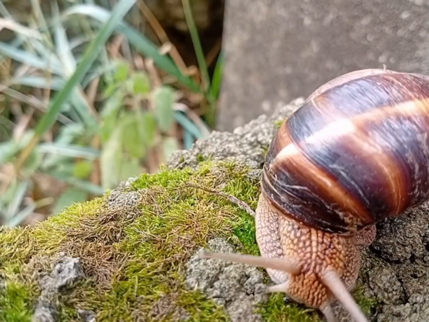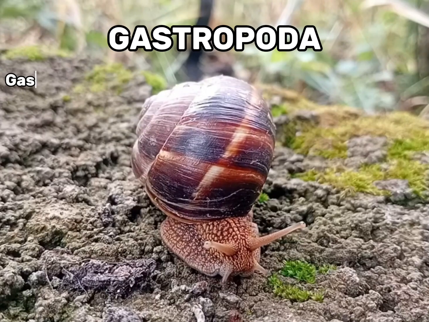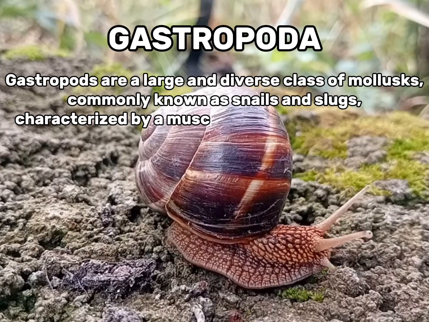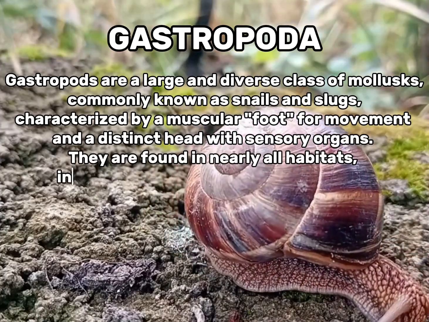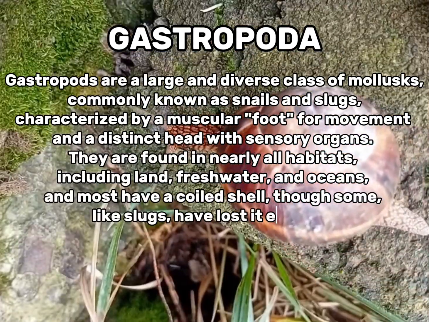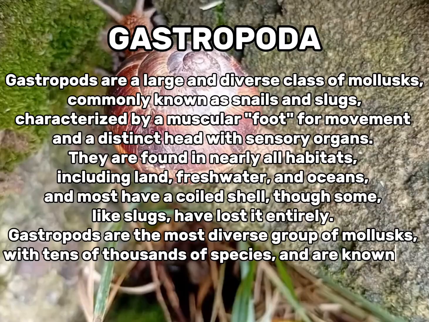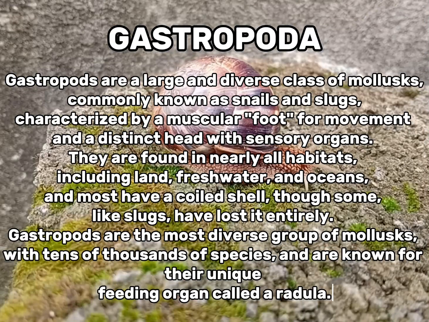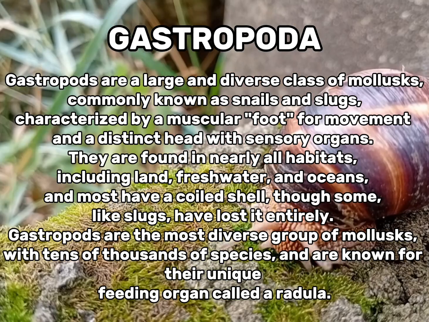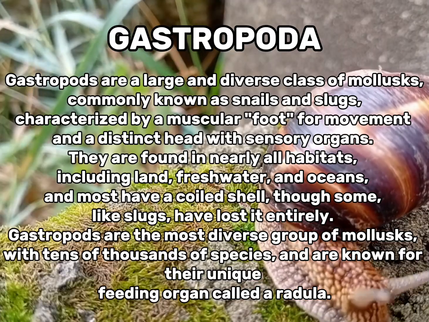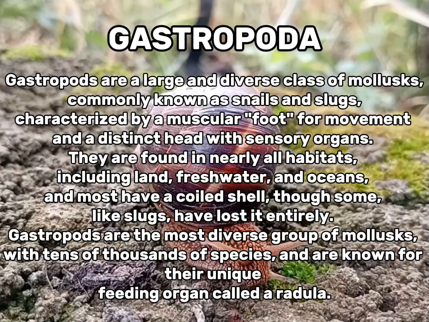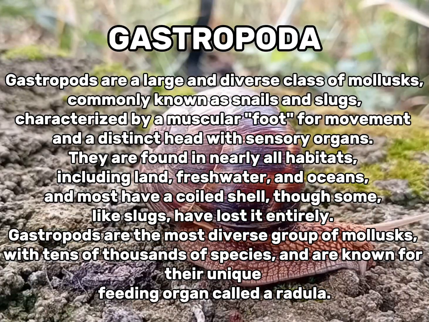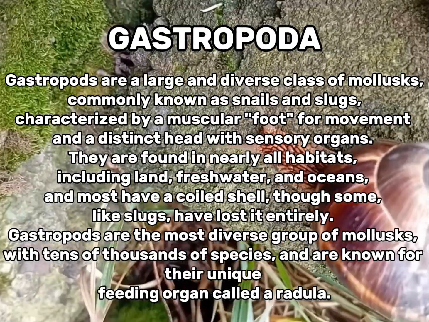Next one, we have Gastropoda, with a large flat foot. The visceral mass rotates during development, resulting in a coiling shell. Gastropods are a large and diverse class of mollusks, commonly known as snails and slugs, characterized by a muscular foot for movement and a distinct head with sensory organs.